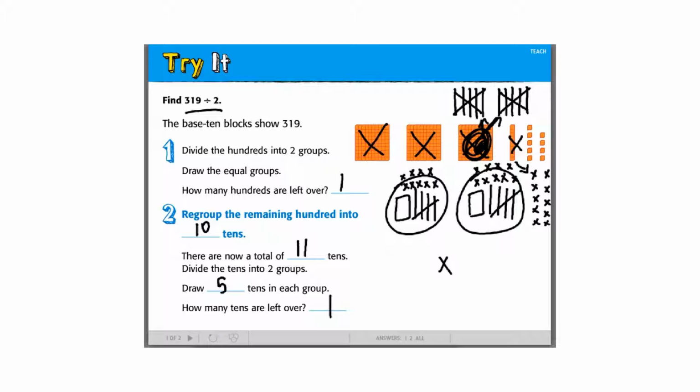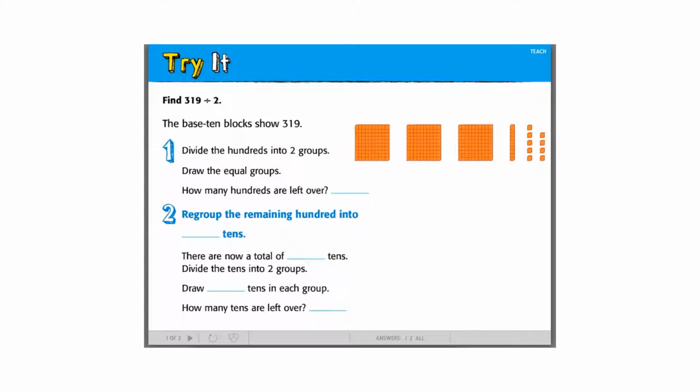Yes? Is this what we're going to do for the oral questions today? This is what you're going to be, yeah, this is the lesson for today. This is all the questions today. So that's why we're not doing that.